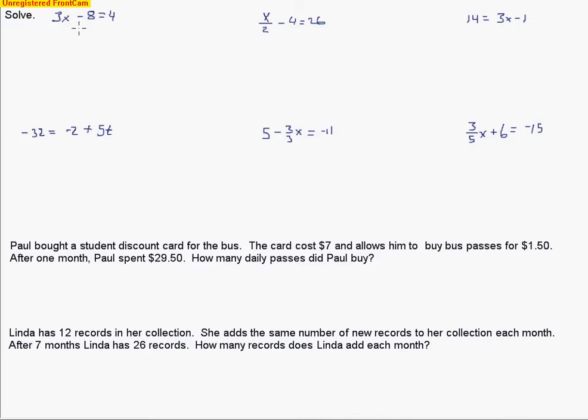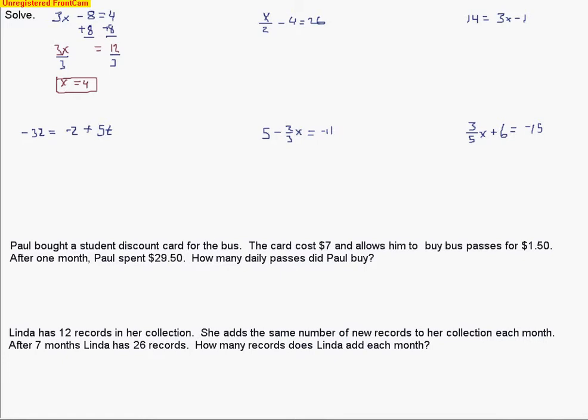So the first step is to do the opposite of negative 8, which is going to be positive 8. So I'm going to add 8 to both sides, and what that leaves me with is 3x equals 12. To undo that multiplication by 3, I'm going to divide by 3 on both sides, and that will leave me with x equals 4, and that would be my answer.